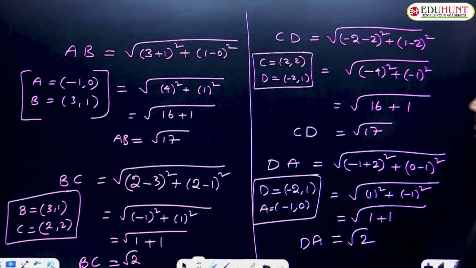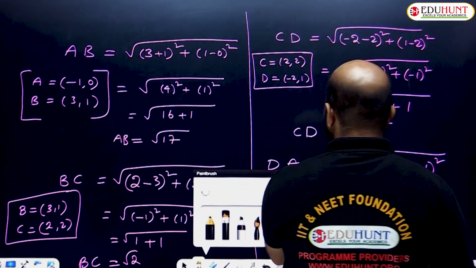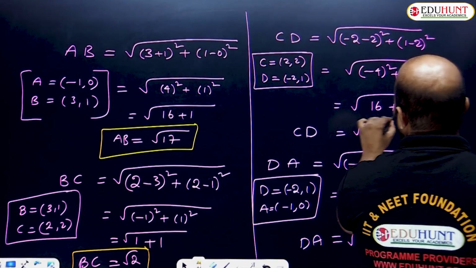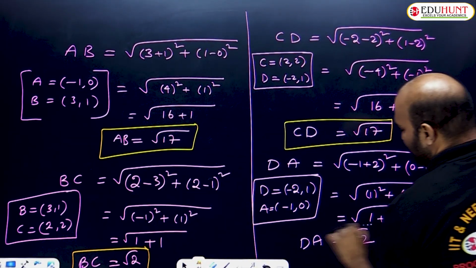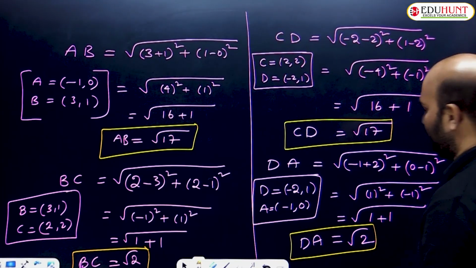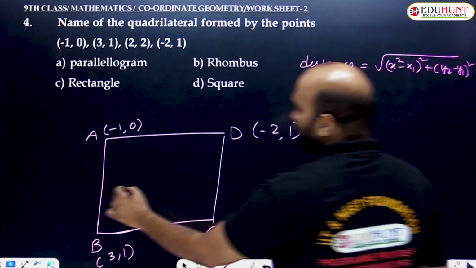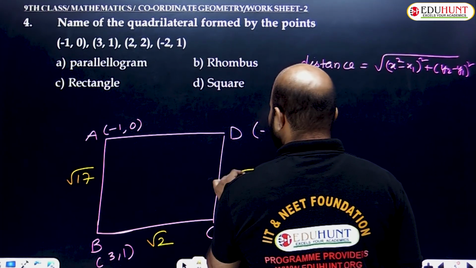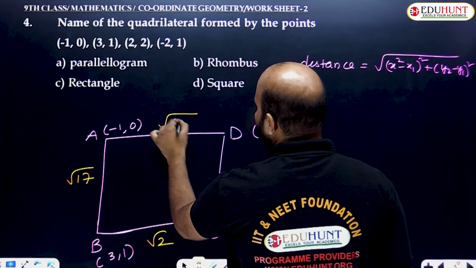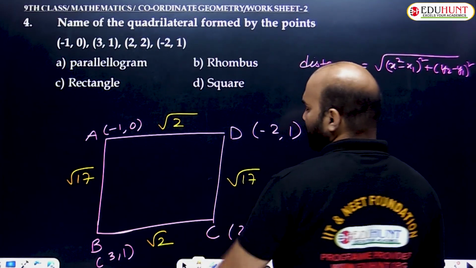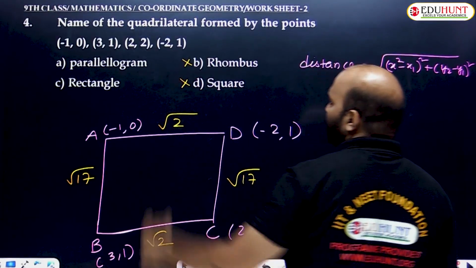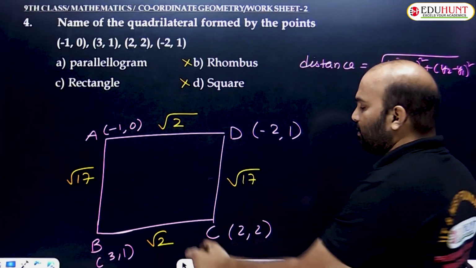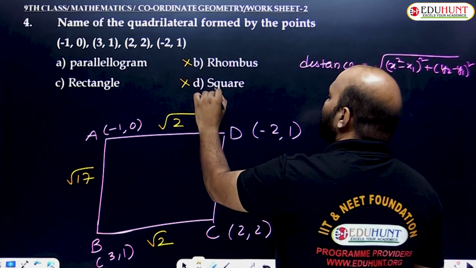So what I am getting here: AB value root 17, BC value root 2, CD value root 17, DA value root 2. So clearly we need to understand, in that figure, opposite sides are equal, but all sides are not equal. So we need to verify through the options; B and D, eliminate them. What is a square? All sides are equal. But here, do we get all sides equal? No. So all sides are not equal.